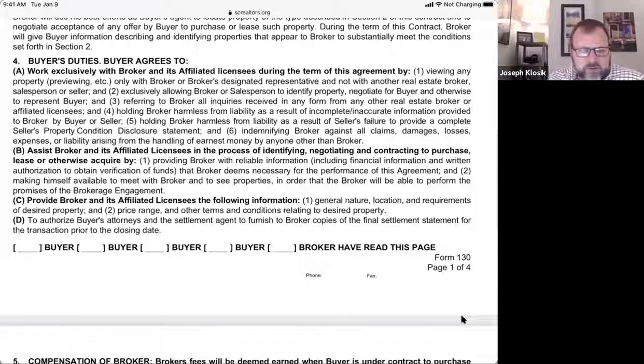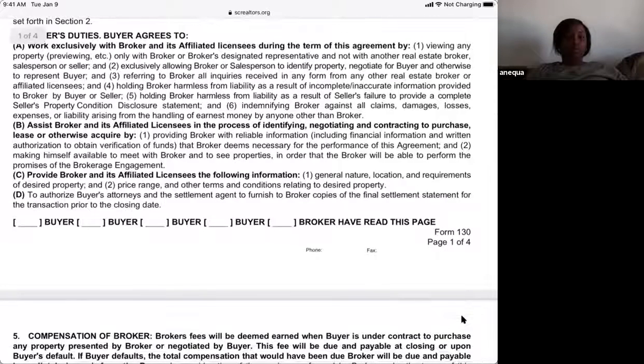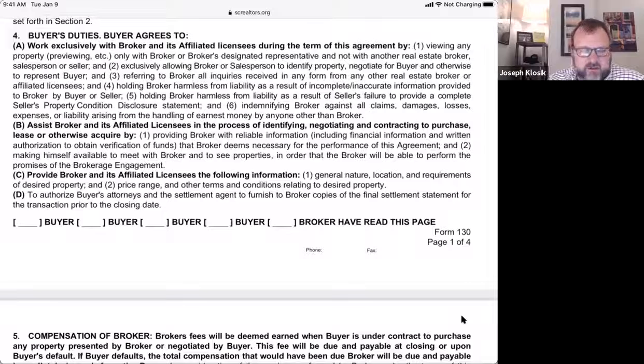Okay, so this goes through the buyer's duties, right? So 4A, work exclusively with the broker and affiliate licensees during the term of this relationship, right? So this is going to be viewing property, allowing the broker to identify property, negotiate for you, referring any inquiries that you receive from other real estate brokers, or even saying, hey, if you find a for sale by owner, or if you do want to go look at new construction, all of that is great.